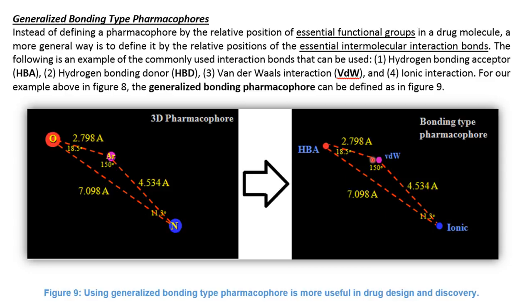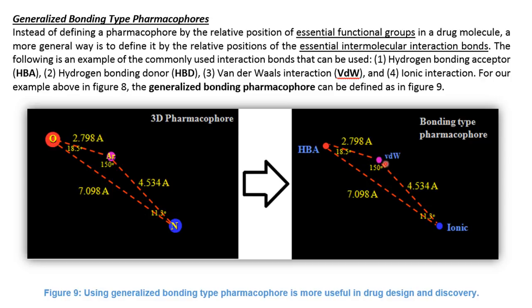Once we define the type of interactions, again we define the relative positions of these interactions in space. This form here is called the generalized bonding type pharmacophore. In this example here, we used the three most common types of interactions, but it could be any of the other interactions that we defined earlier in the intermolecular bonds.